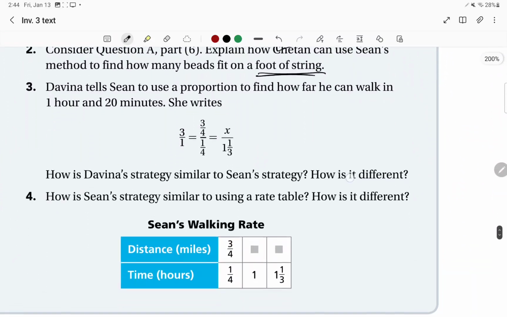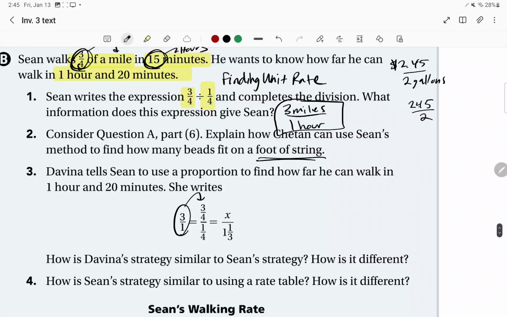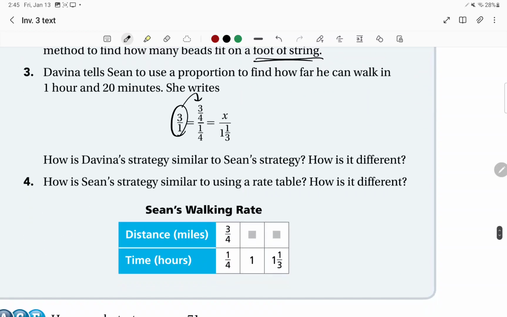And then on 3, Davina tells Sean to use a proportion to find how far he can walk in 1 hour and 20 minutes, she writes this. How is Davina's strategy similar to Sean's strategy? Well, first, how it's different is she starts at the unit rate, and then she rewrites it as this, whereas this is kind of where we started, right? So Sean started here and went back to the unit rate, where she starts at the unit rate and goes there.